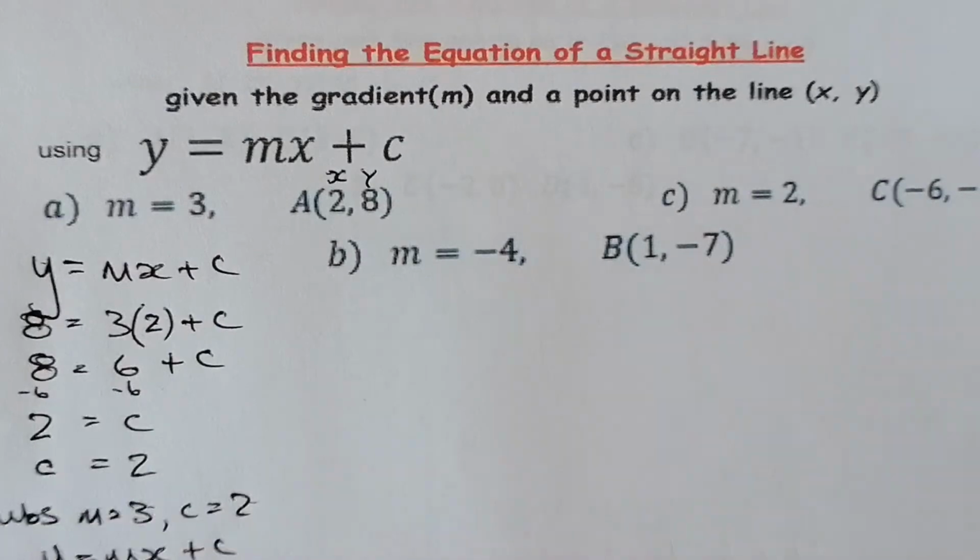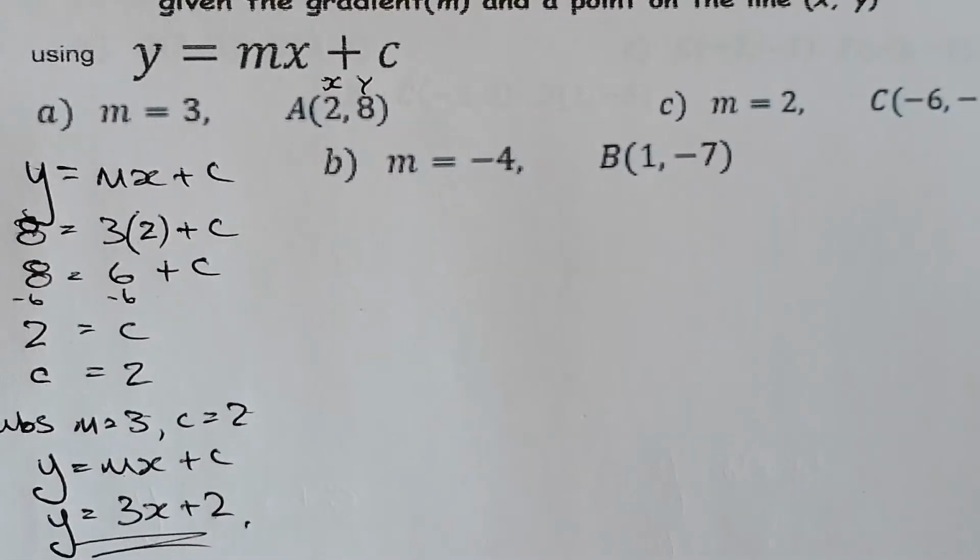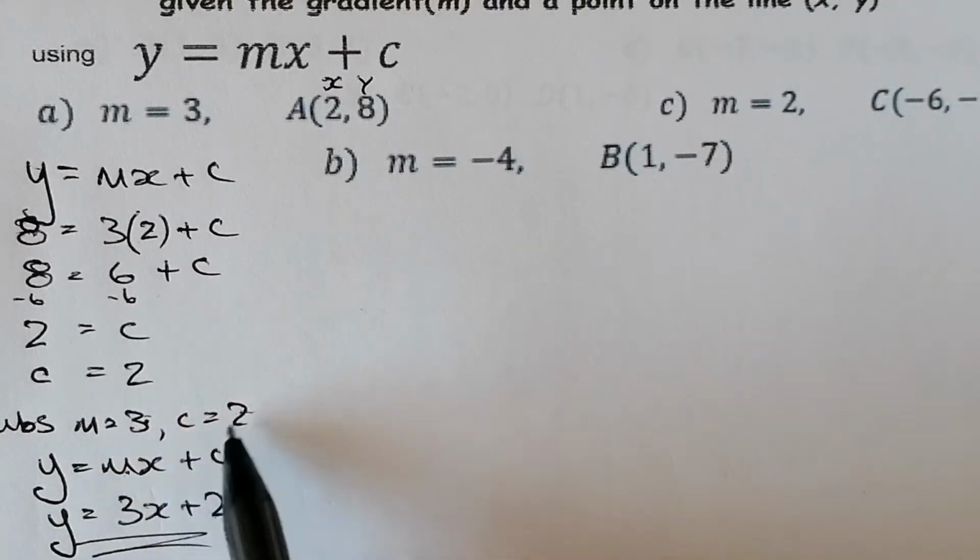Okay, that's all I'm doing. Sometimes it'll get a wee bit more complicated as we go forward. It gets a wee bit complicated when it falls off the end of the camera, but this is all we're doing here: putting in the 3 where m is, the 2 where the c is, putting it together, and that gives us the equation of the straight line.